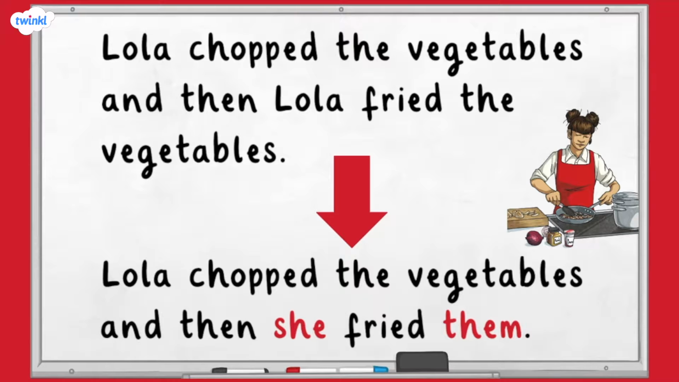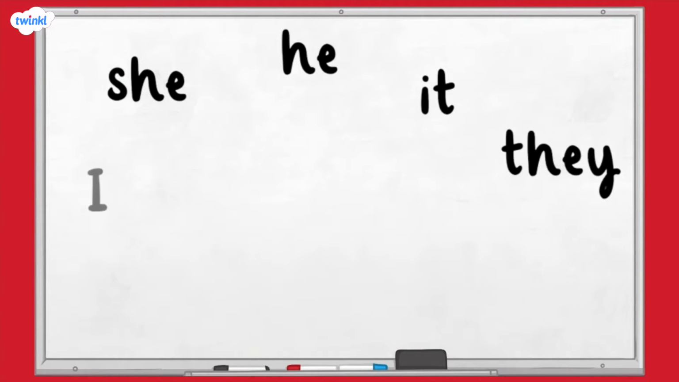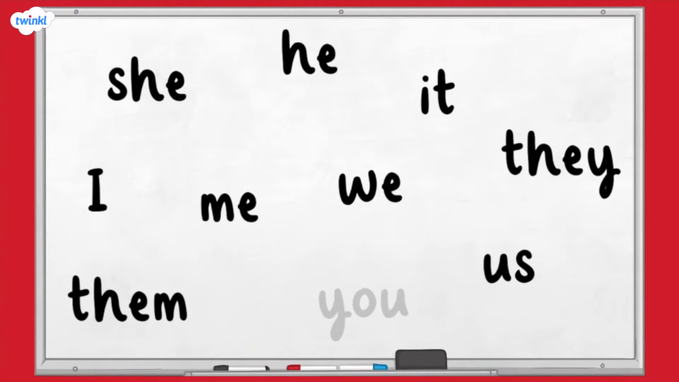Pronouns can also be used to aid cohesion across a paragraph. This means they can be used to help the reader understand what is happening by making links to what has already been said. Let's take a look at some examples of common pronouns. She, he, it, they, I, me, we, us, them, and you are all examples of pronouns.